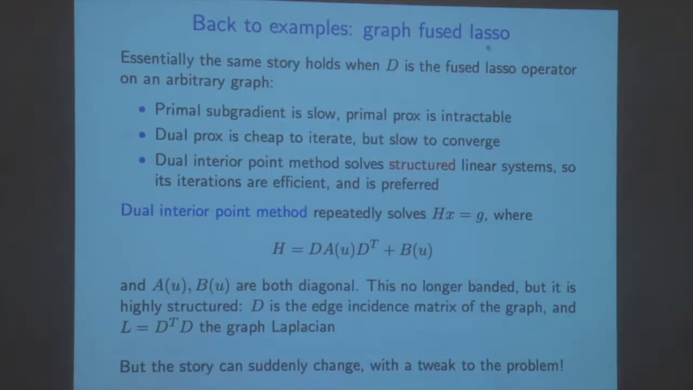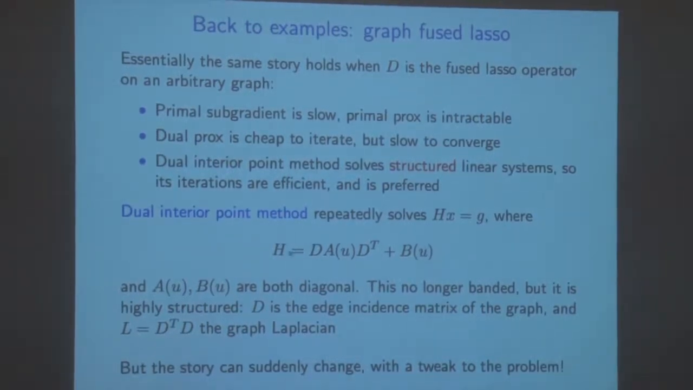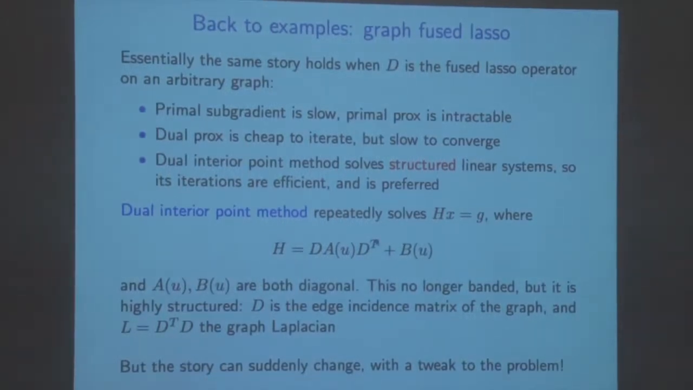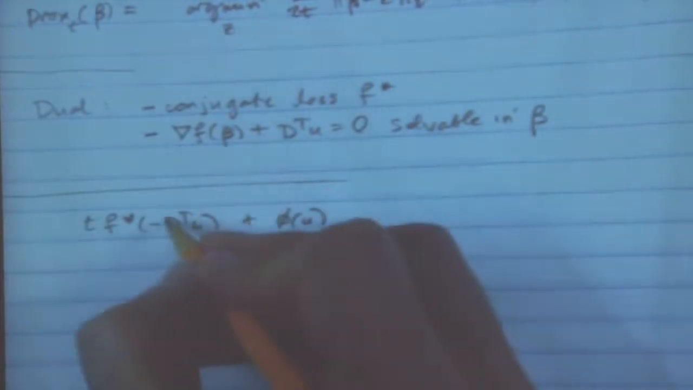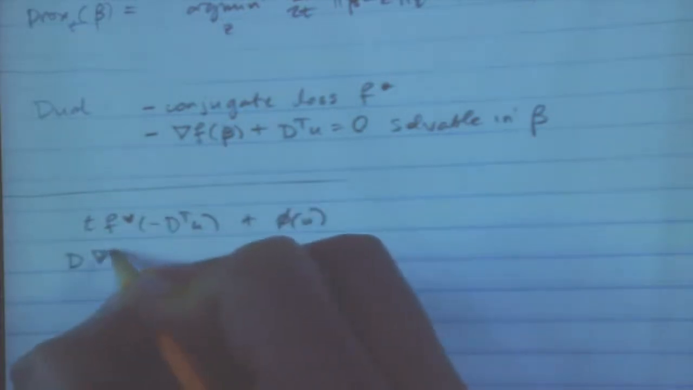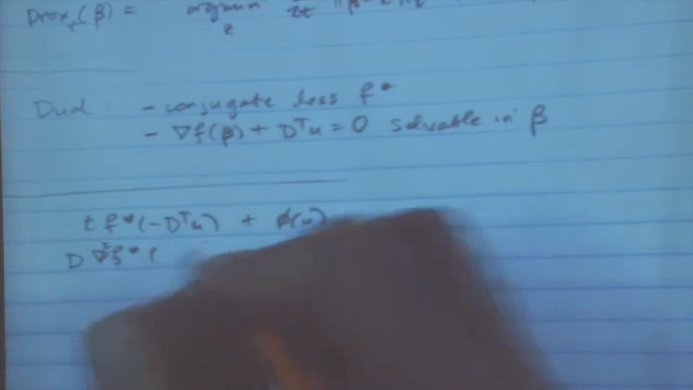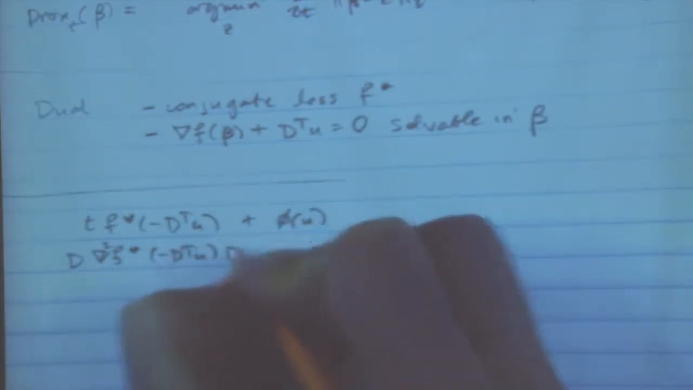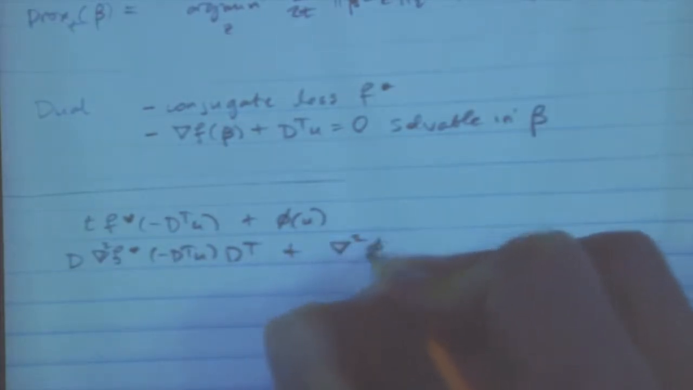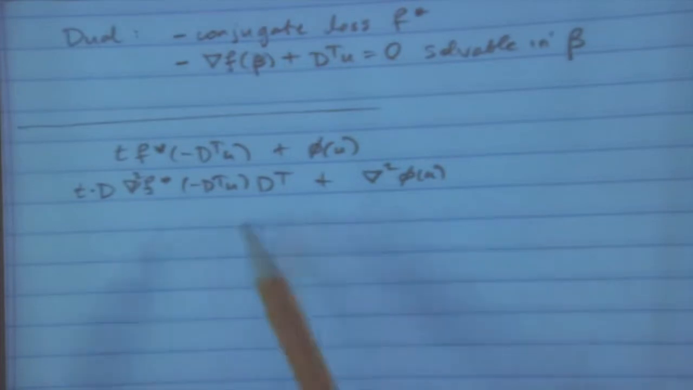What are the linear systems that the interior point method would visit when it's trying to solve the dual? It would have to solve linear systems in the Hessian of the dual barrier smoothed criterion. And to go back to what that was, the criterion looks like t times f star of minus D transpose U plus phi of U, where this is the barrier function that incorporated the box constraints. If you look at the Hessian of this, it's going to look something like D, the Hessian of the conjugate loss, evaluated at minus D transpose U, times D transpose, plus the Hessian of the barrier function. Just to remind you, we have to solve linear systems in this in order to apply an interior point method on the dual.